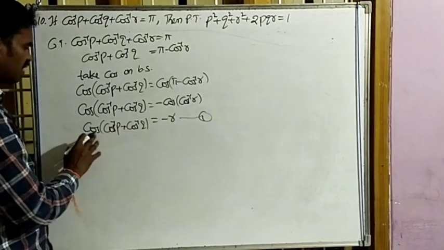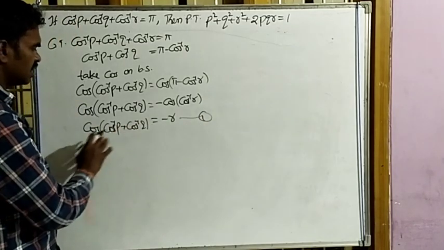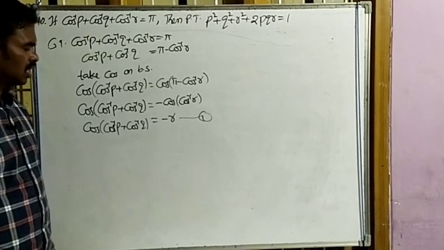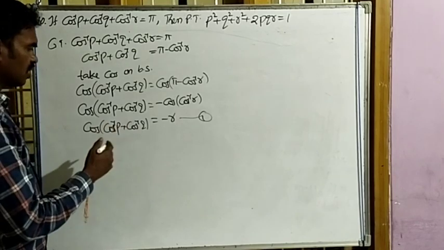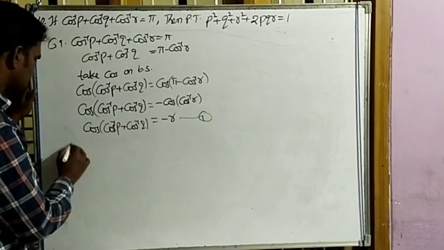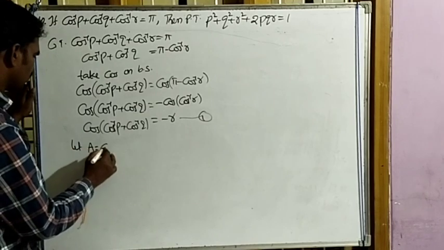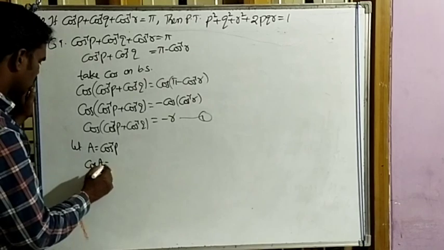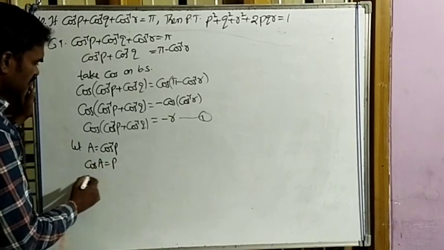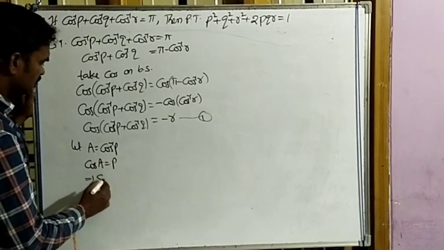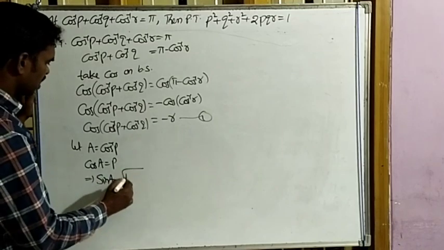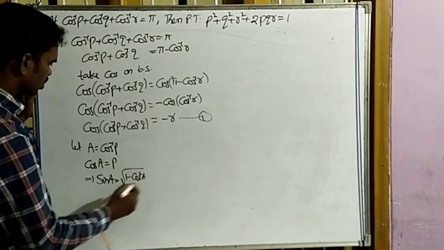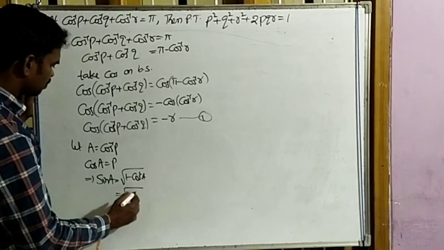So we have to simplify. This is taken as a, this is taken as b. Cos of a plus b formula, cos a cos b. Okay, don't apply yet. First, let us take this as a. So let a equal cos inverse p. Then bring to the left side, cos a equal to p. That implies sin a equal to root of 1 minus cos square a, okay, root of 1 minus p square.